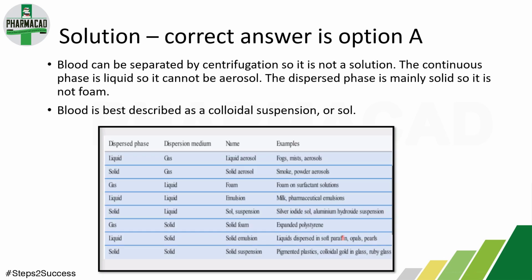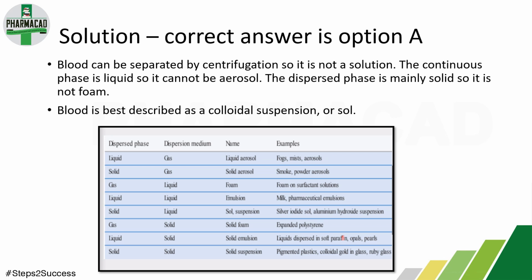Blood can be separated by centrifugation, so it's not a solution. The continuous phase is liquid, so it cannot be aerosol. The dispersed phase is mainly solid, so it's not a foam. Blood is best described as a colloidal suspension or a sol.